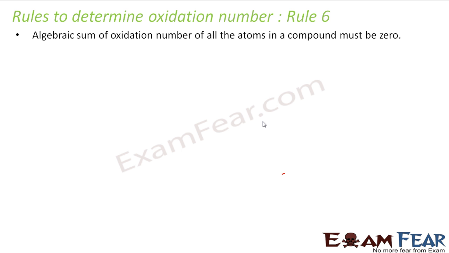The 6th rule says that the algebraic sum of the oxidation numbers of all the atoms in a compound must be 0. For example, I have a water molecule, right? This oxygen is -2, this hydrogen is +1, this is +1. If you add all these, it becomes 0.